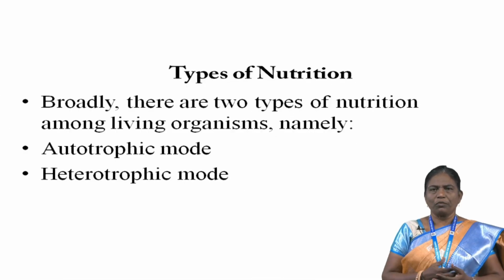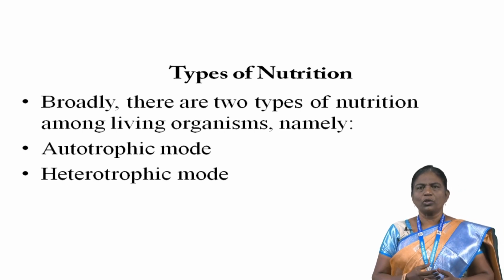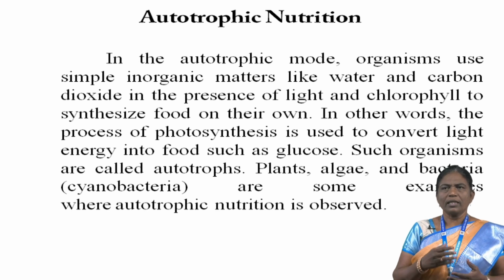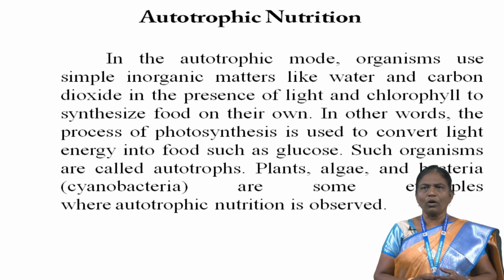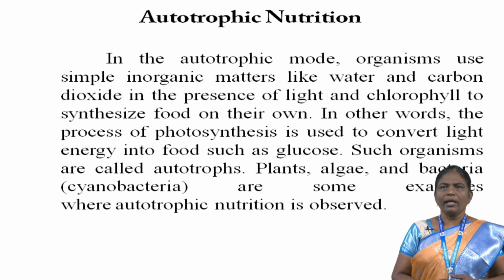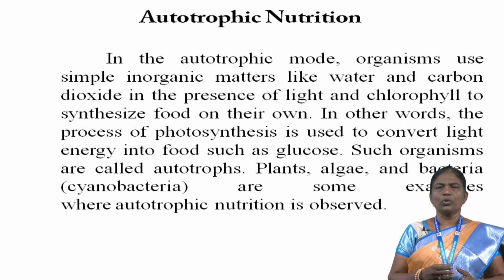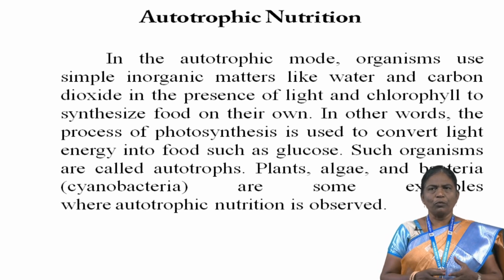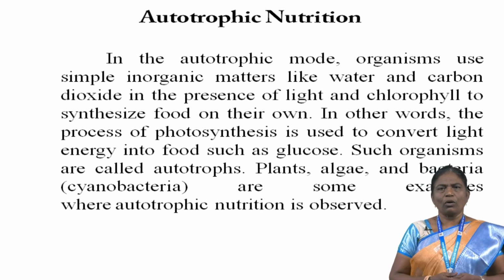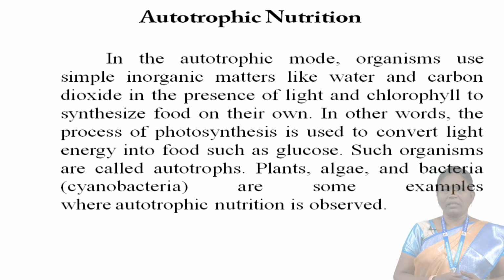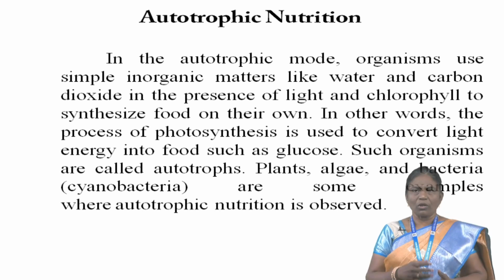Let us see about the types of nutrition. Here it was classified into two types, autotrophic mode of nutrition and heterotrophic mode of nutrition. Let us see one by one. First, autotrophic nutrition. In this mode, organisms use simple inorganic matters like water and carbon dioxide in the presence of light and chlorophyll to synthesize food on their own. In other words, the process of photosynthesis is used to convert light energy into food such as glucose. Such organisms are called autotrophs. For example, plants, algae and bacteria, especially cyanobacteria, are some best examples for the autotrophic nutrition.